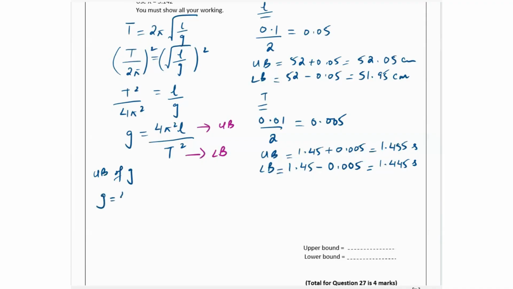G would be 4 times 3.142 squared times the upper bound of L, which is 52.05, divided by the lower bound of t, 1.445 squared. That gives us 984.37.